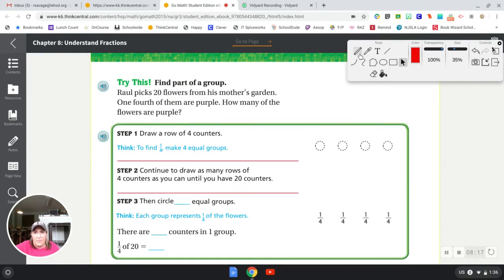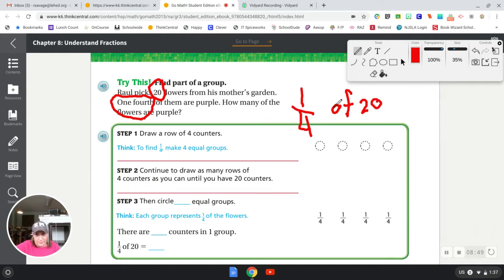Let's try this one. Raul picks 20 flowers from his mother's garden. Okay, I know Raul picked 20 flowers. That's important. I'm going to circle it. 1/4 of them are purple. There's my fraction, 1/4. How many of the flowers are purple? This is just like what we just did. We know we want 1/4 of 20.